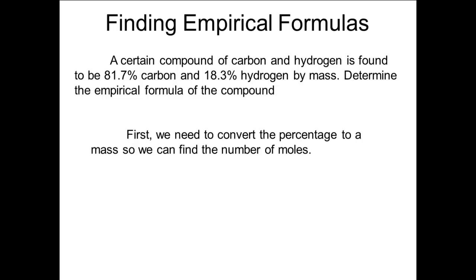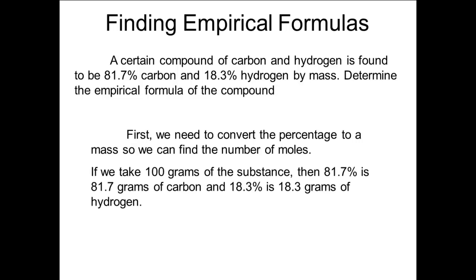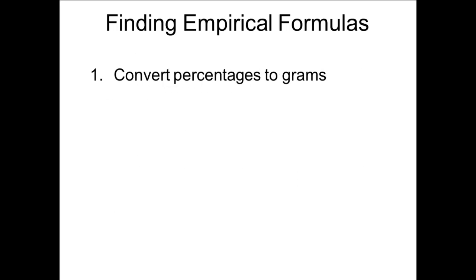So, the first thing we do is to convert the percentage to a mass so we can find the number of moles. In this case, if we take 100 grams of the substance, then 81.7% is 81.7 grams of carbon, and 18.3% is 18.3 grams of hydrogen. Here is the beginning of a list of things we need to do to find the empirical formula. We will add to this list as we go through the problem. So the first thing we do is convert the percentage to grams.